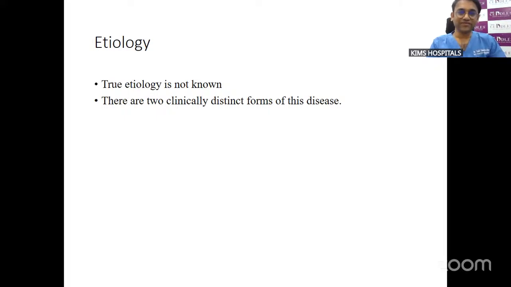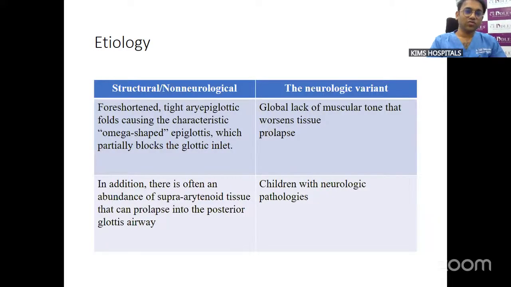Clinically, there are two distinct forms of this laryngomalacia. One is the structural, non-neurological cause. It's because of structural abnormalities where we have foreshortened, tight aryepiglottic folds causing the characteristic omega shape of the epiglottis, which can partially block the glottic inlet. Here, there can also be an abundance of supraarytenoid tissue that can collapse into the posterior glottic airway.